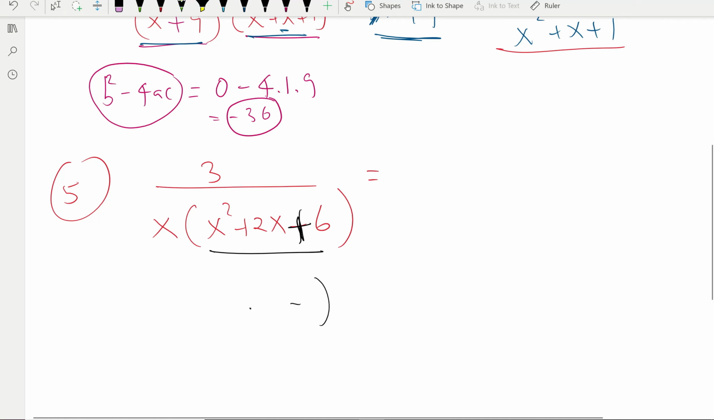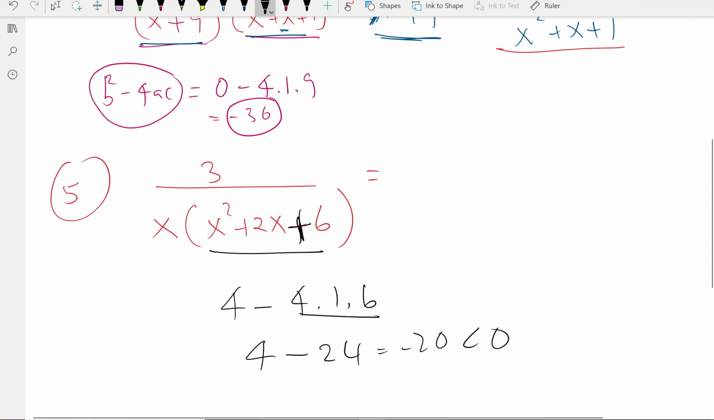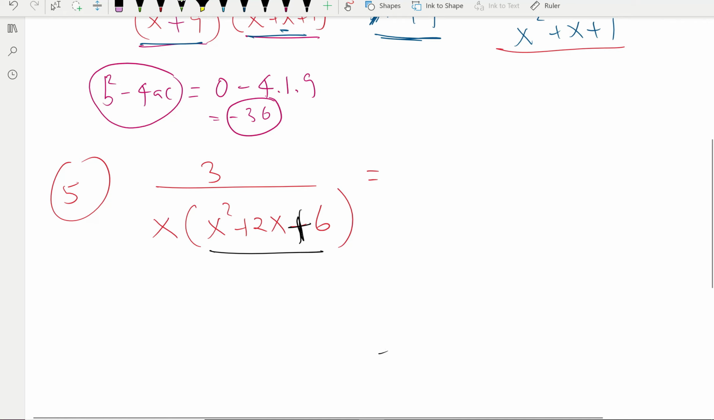Okay, all right, because we will get ugly numbers if we factor the previous polynomial that I had with the subtraction. Now here b square is 2 square is 4 minus 4 times a is 1, c is 6. Now 4 minus 4 times 6 is 24, so you get negative 20, so it's negative, so you cannot factor x square plus 2x plus 6. Okay, so this is all what we can do. So a fraction for each factor.